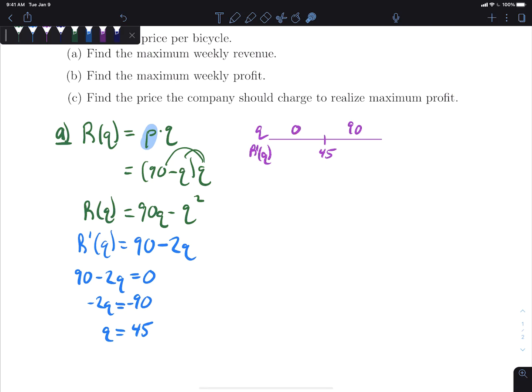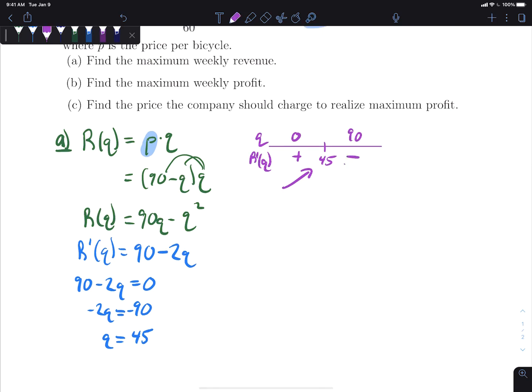If you plug in 0 for the derivative here, 90 minus 0 is 90. It's positive, which means it's going up from left to right there. And beyond the 45, we can plug in the 90. Negative 2 times 90 is negative 180, plus 90 is negative 90. So this is going to be negative going to the right. So this 45 is in fact a relative maximum because of the first derivative test. It's going up and then down, and 45 is part of the polynomial domain, so we're good.